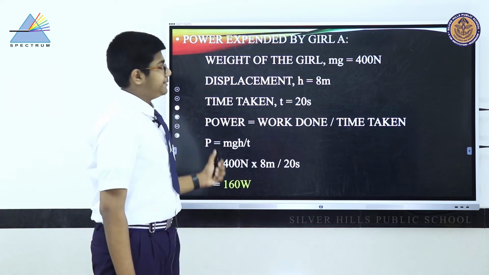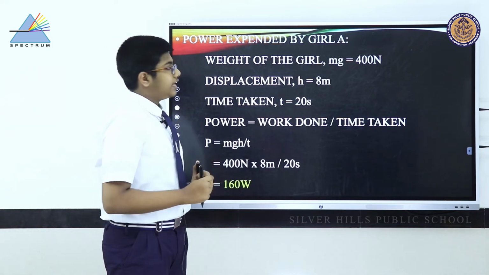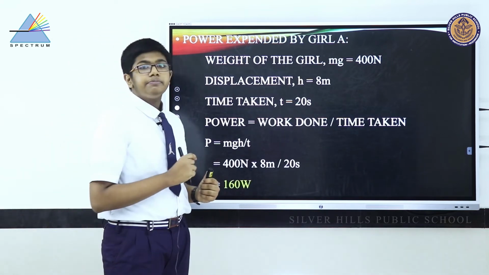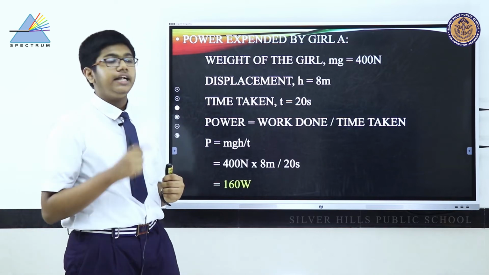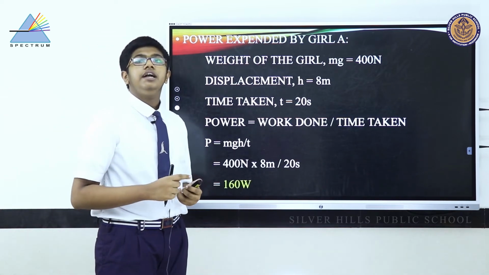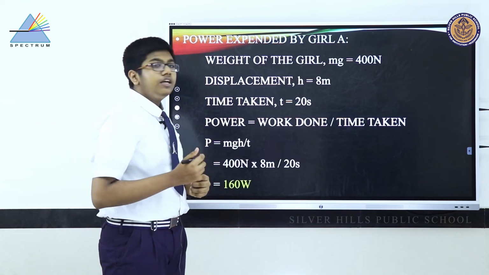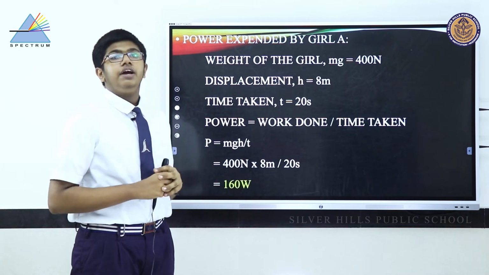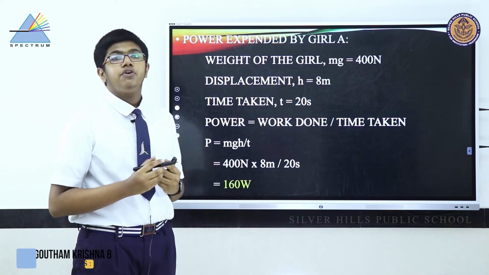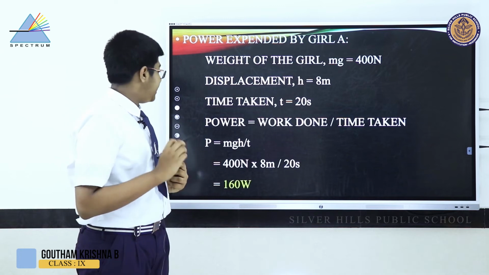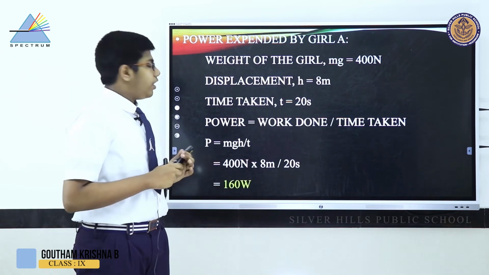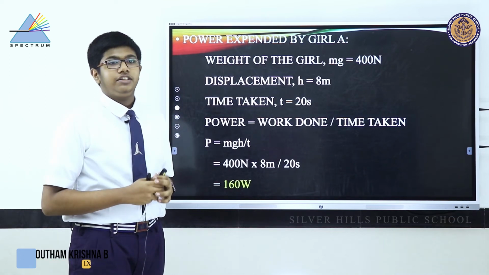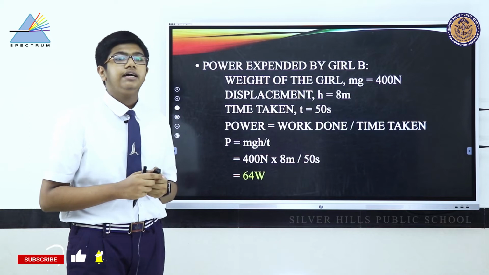Now let us find the power expended by girl A. The weight of the girl is mg = 400 Newton. Displacement h is equal to 8 meter, that is the height of the rope, and girl A took 20 seconds, so t is equal to 20. Now we are using the first equation, that is power is equal to work done by time taken, P = mgh/t. Here mg is 400 Newton, h is 8 meter, and t is 20 seconds. When we multiply 400 Newton with 8 meter and divide it by 20 seconds, we get the answer as 160 watt.